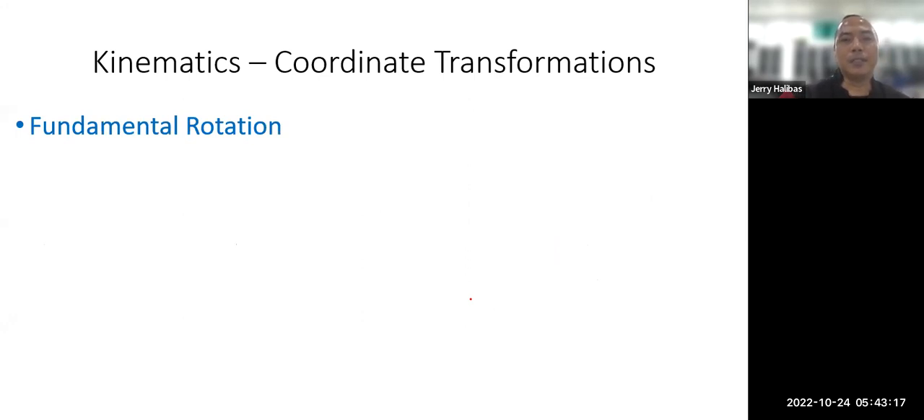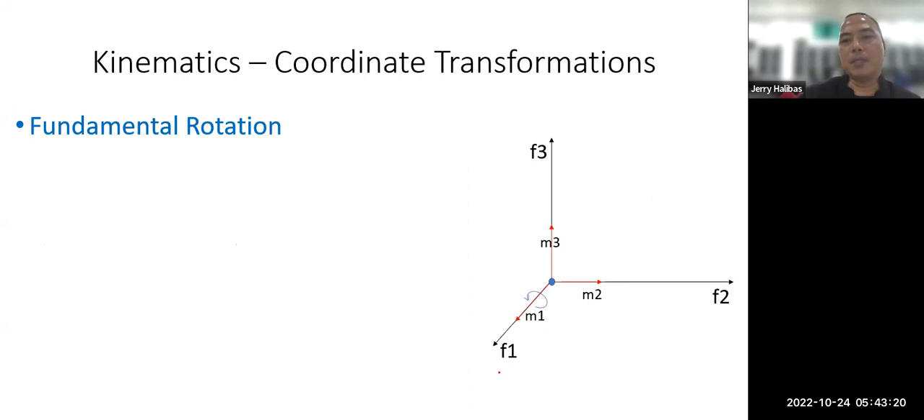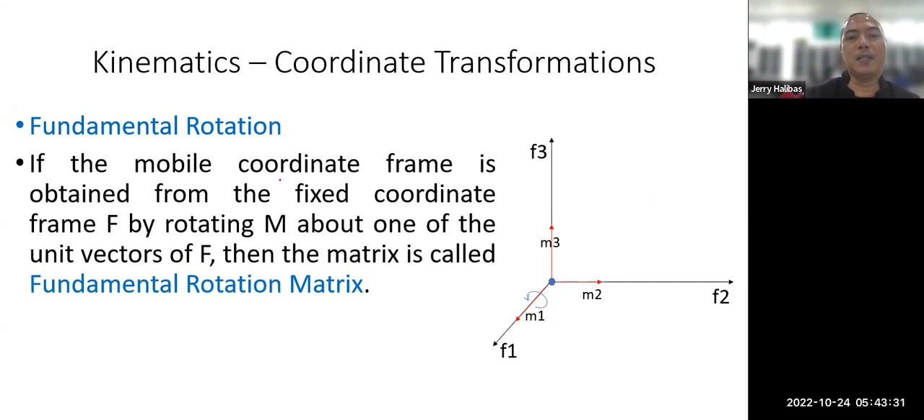So, let's consider first fundamental rotation. So, pag ingon kag fundamental rotation, marami ganito guys. Atong assumption na default is counterclockwise sila tanan. Okay? So, if the mobile coordinate frame is obtained from fixed coordinate frame F by rotating M about one of its unit vectors of F, then the matrix is called fundamental rotation matrix. Okay? So, ang isa fixed. Ang isa is fixed along the fixed frame.